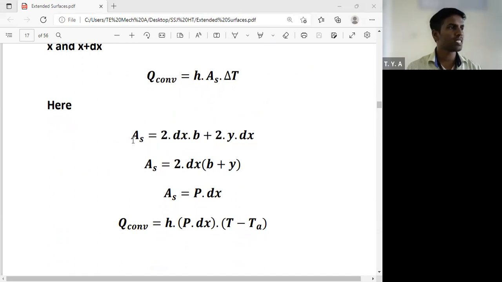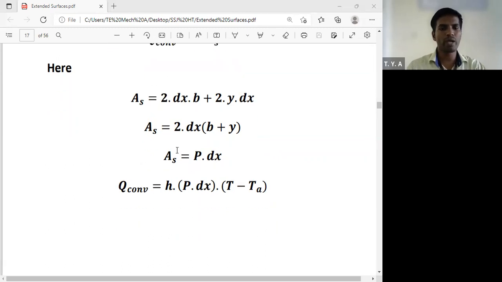So what is the surface area? Whatever small element we have considered, calculate the surface area of that particular small element. What is the surface area? dx into b plus y into dx. We have to take 2 times, because at the upper side there is a surface, and at the lower side the same surface is there. Similarly for the left side and the right side. Therefore we have multiplied by 2 for each quantity.